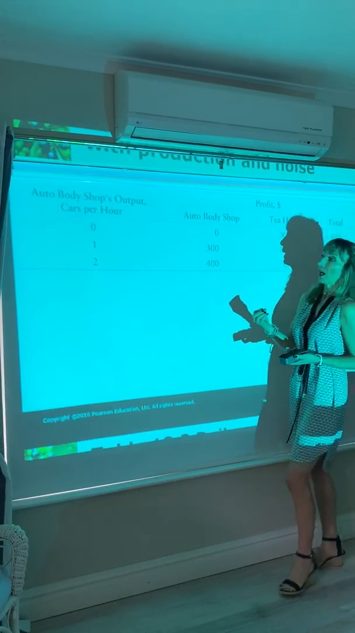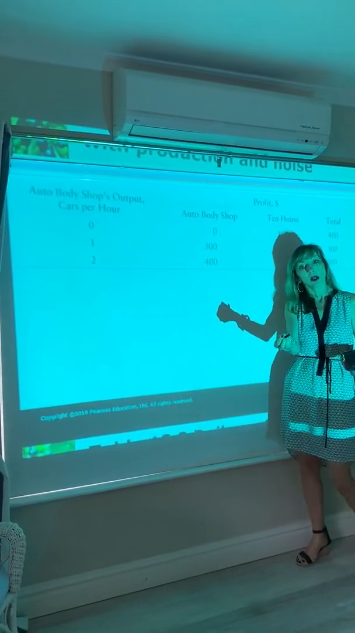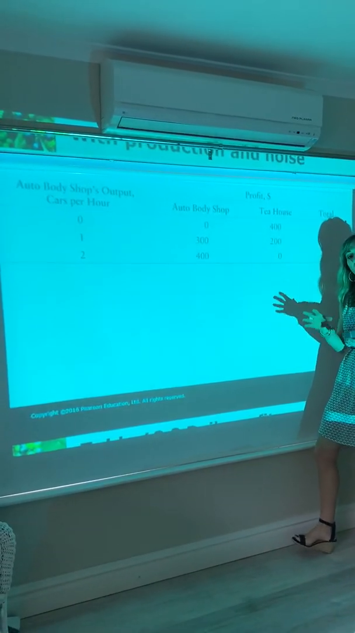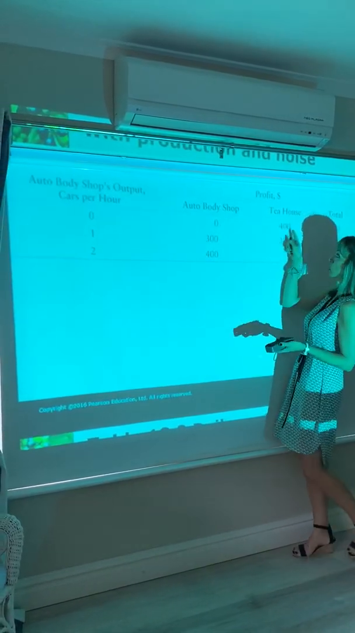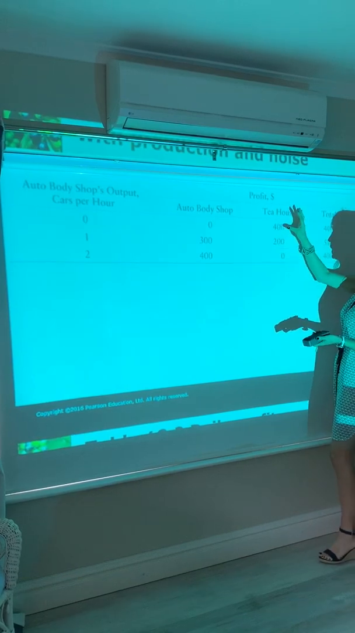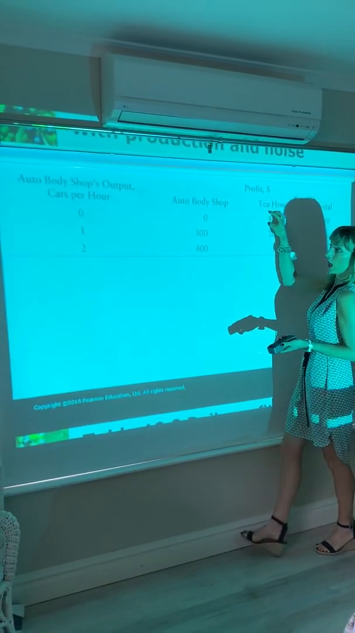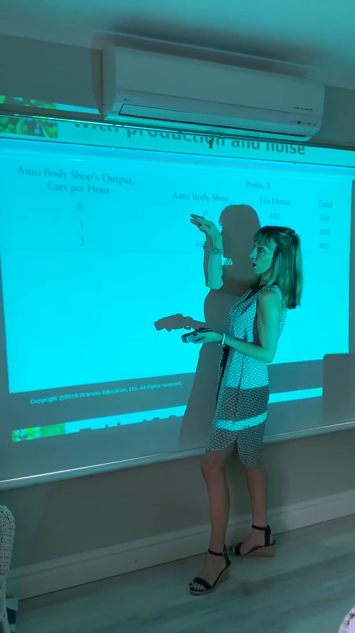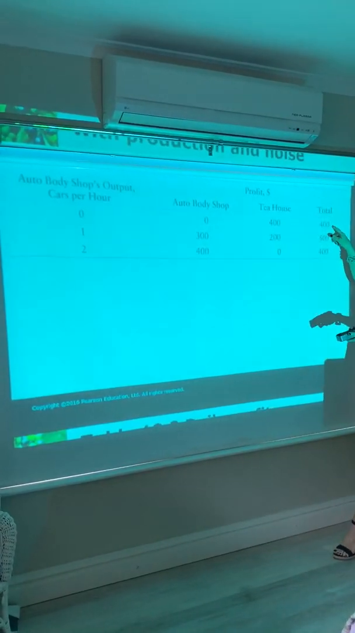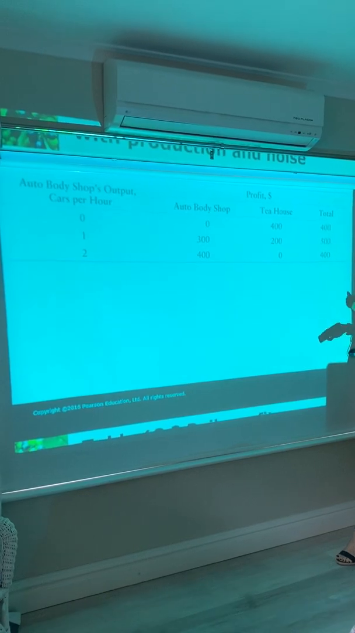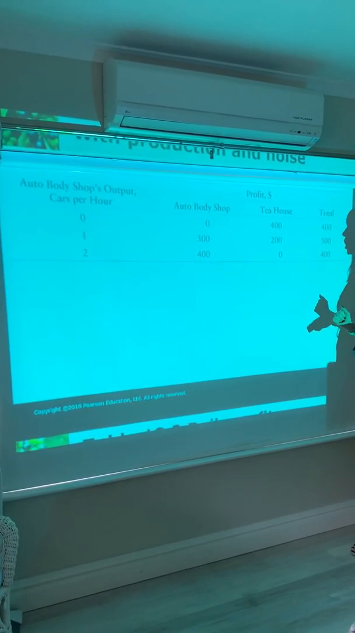So if we were to allocate, say we gave the property right to Theo, so he has the right to operate his tea house in peace and quiet. He's obviously going to choose this equilibrium here, where he's making $400 an hour. Alice makes no noise, but no profit associated with that because she works on no cars. So total societal profit is $400. Again, it's not the social optimum.